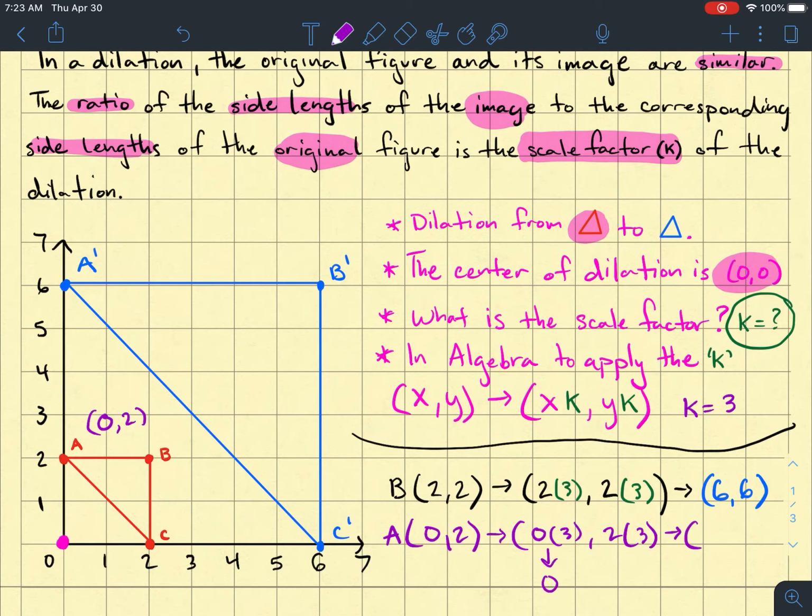And if you do that, what is 0 times 3? 0. What is 2 times 3? 6. So that should be the location of A prime. And where is A prime located? At 0 and 6. So 0 times 3, 2 times 3, gets you to your new point.